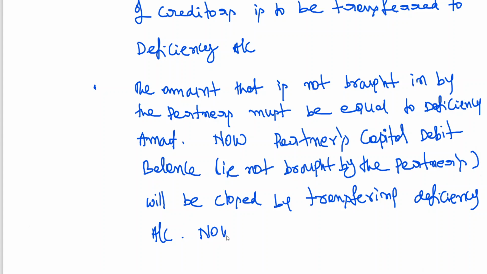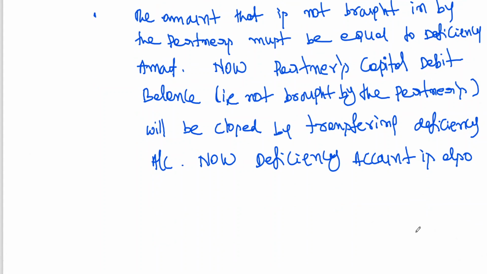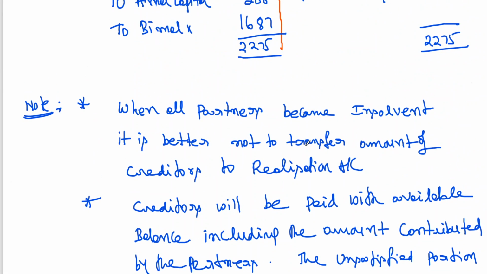Now, deficiency account is also closed. It's all about your few points which you should learn. The amount that is not brought in by the partners must be equal to deficiency account. Partners' capital debit balance that is not brought by the partners will be closed by transfer to deficiency account. Now, deficiency account is also closed. These 3 points you should remember.